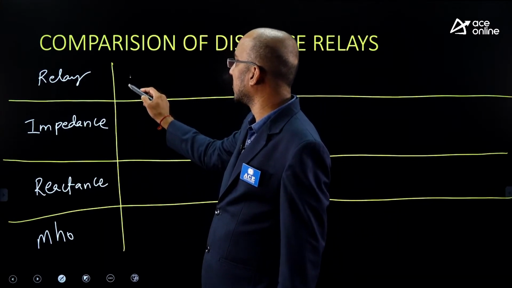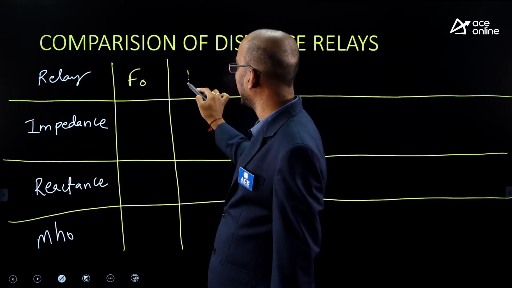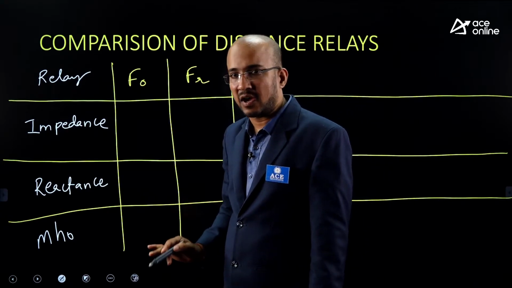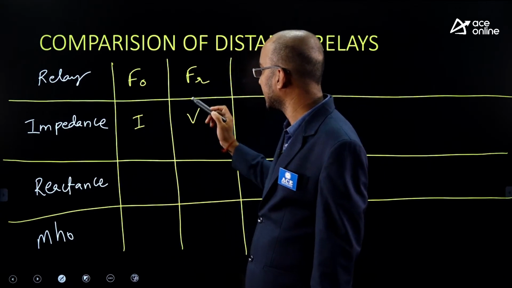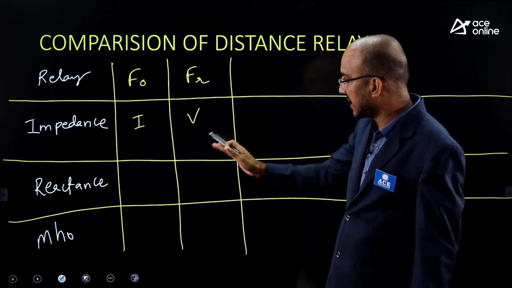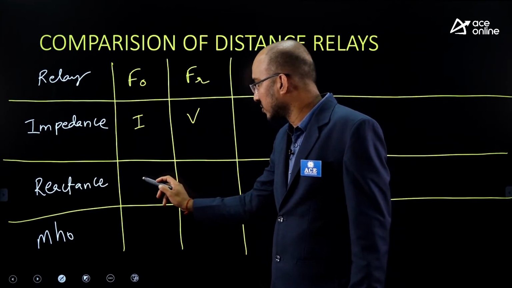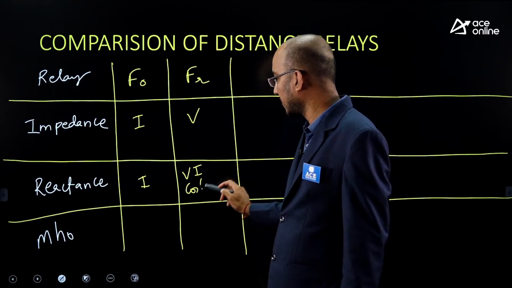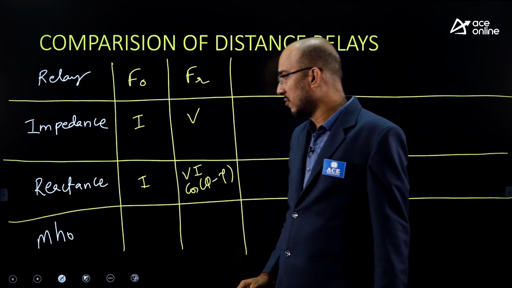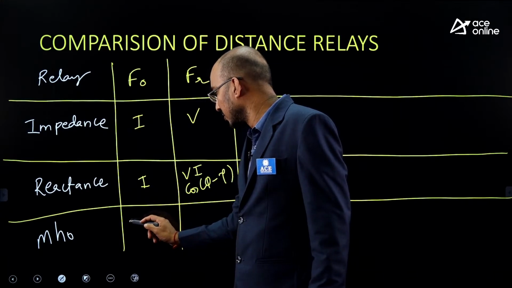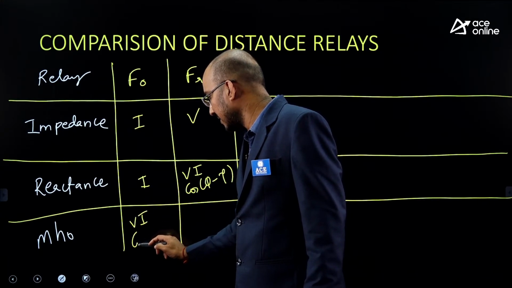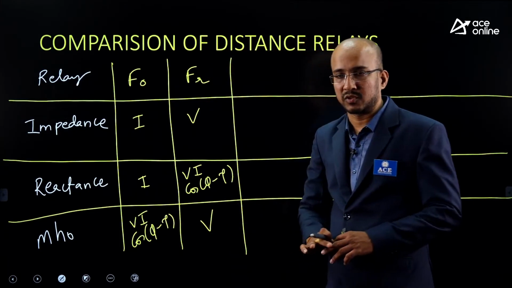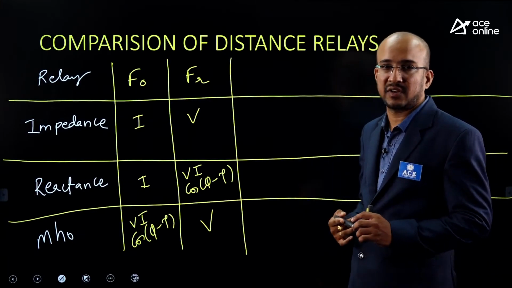So how the operating force and the restraining force are developed. In case of the impedance relay, operating force is due to current and restraining force is due to what? Voltage. In case of the reactance relay, operating force is due to current, restraining force is due to the directional element, Vi cos of phi minus tau. In case of the Mho relay, operating force is due to the directional element, that is Vi cos of phi minus tau. Restraining force is due to what? Voltage. So this is the operating force and restraining force comparison.